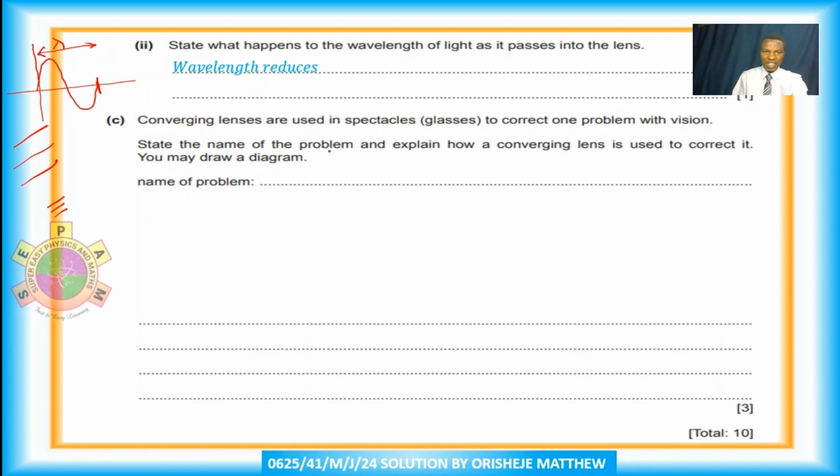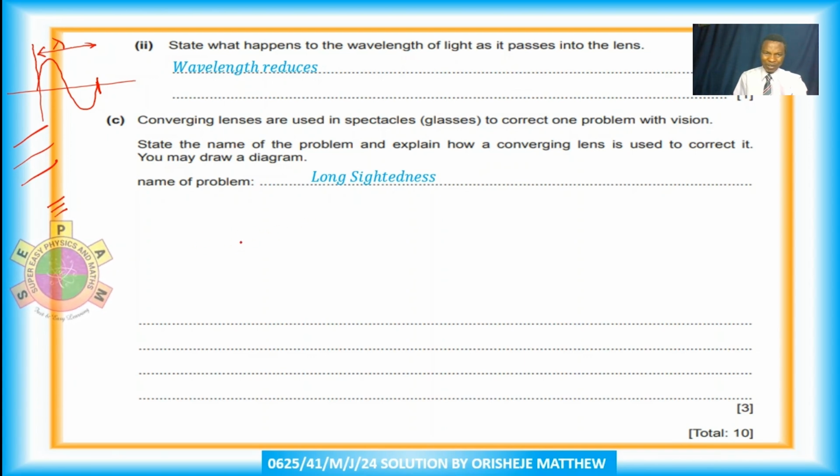Converging lenses are used in glasses, spectacles, to correct one problem with vision. State the name of the problem, and explain how a converging lens is used to correct the problem. You may draw a diagram. What is the name of the problem? It's long-sightedness. Okay, now, let me just draw this diagram for you here.